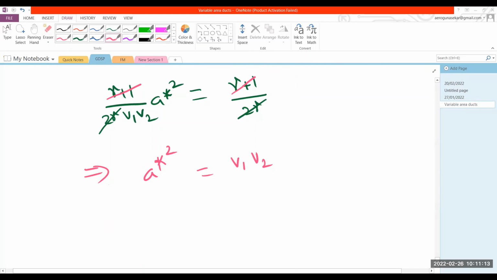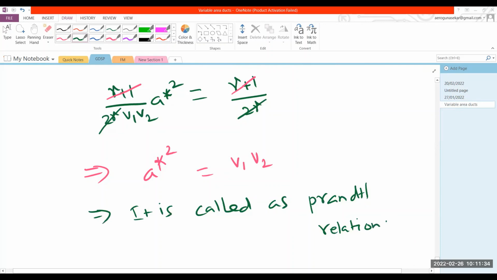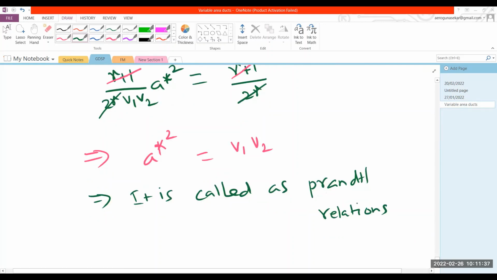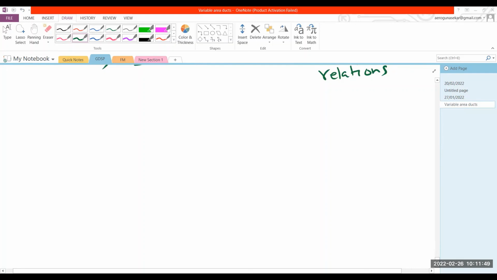It is called the Prandtl relation. This relationship is very important, because it is going to determine one of the important characteristics, or one of the important concepts, or one of the important definitions which we have defined for the shock wave.